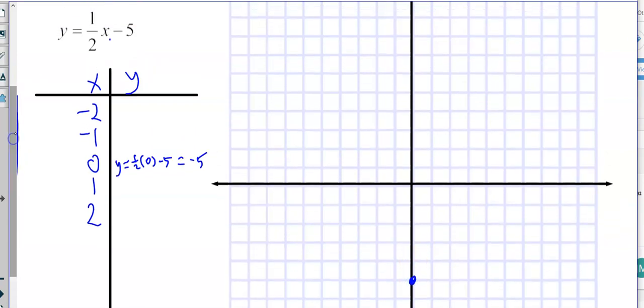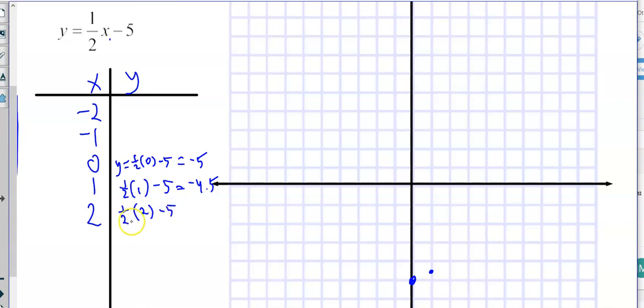Okay, let's plug in 1. That would be 1/2 times 1 minus 5. So 1/2 minus 5 is -4.5. So 1 comma -4.5 is right about there, roughly. Maybe it would have been easier to plug in even numbers. It looks like even numbers are easier.